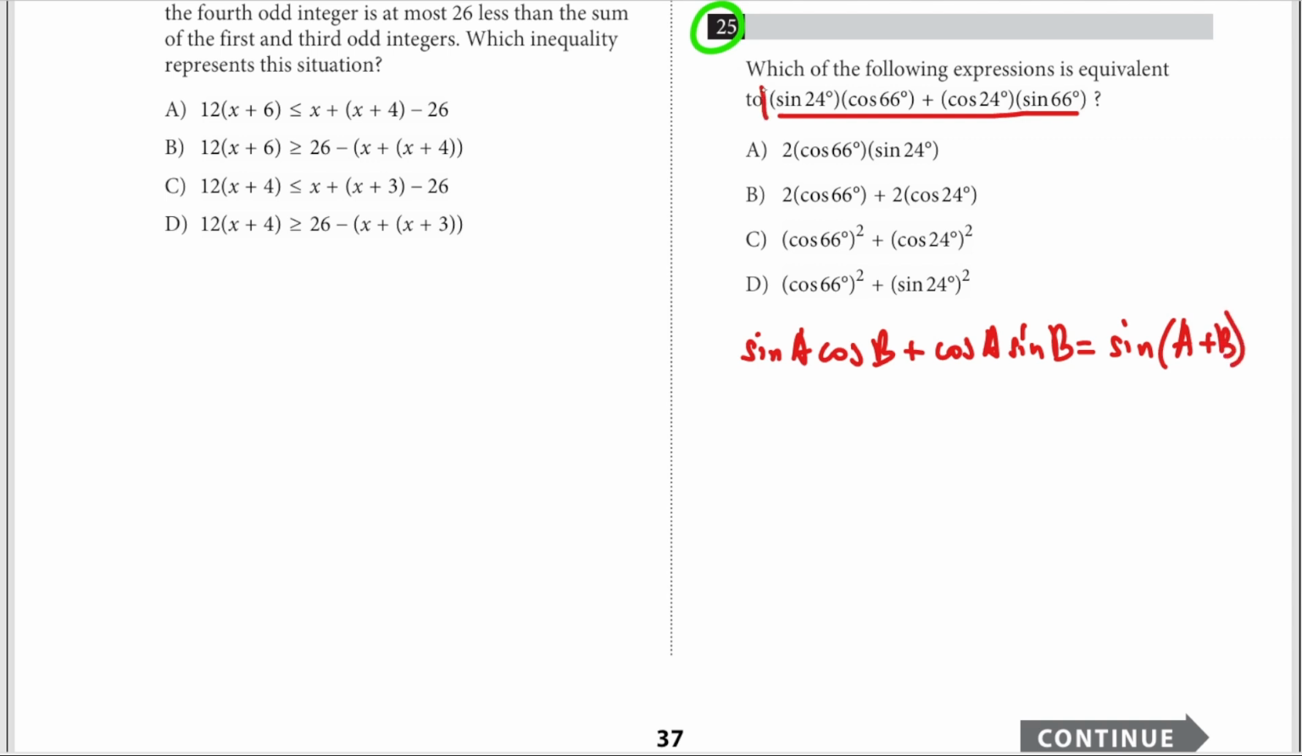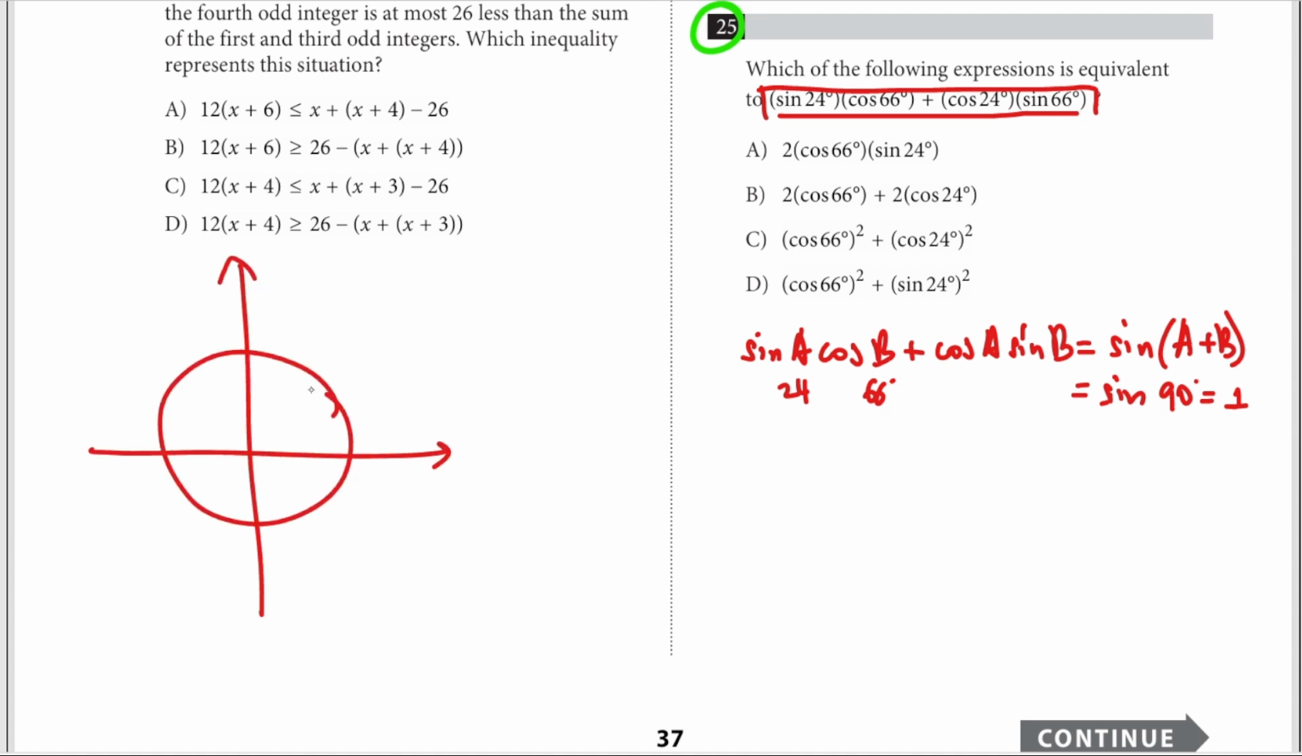Now I can clearly see that in our case, A is 24 and B is 66 degrees. Hence the resulting sine is going to be sine of 24 plus 66, which is sine of 90 degrees. If you do not know what sine of 90 degrees is, it's 1. You can use Desmos, and of course, always remember the unit circle.